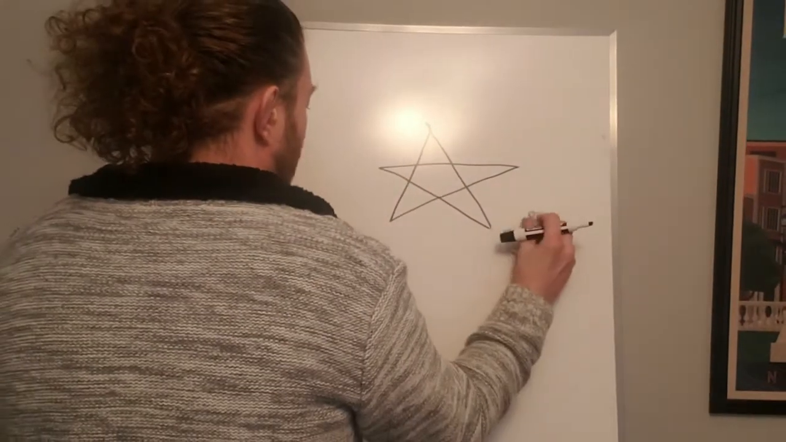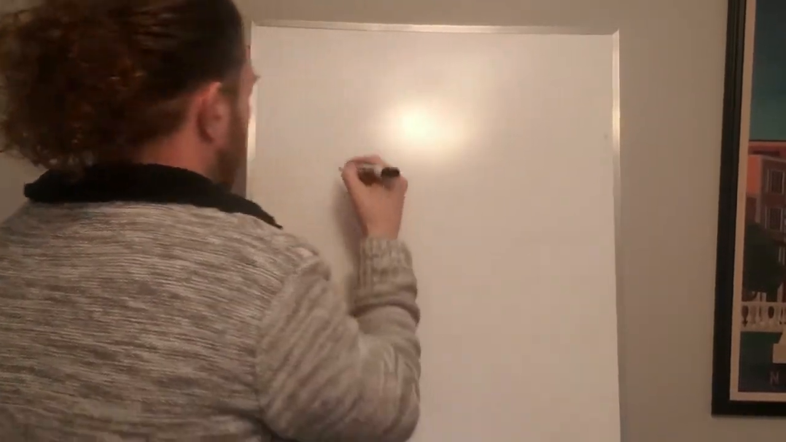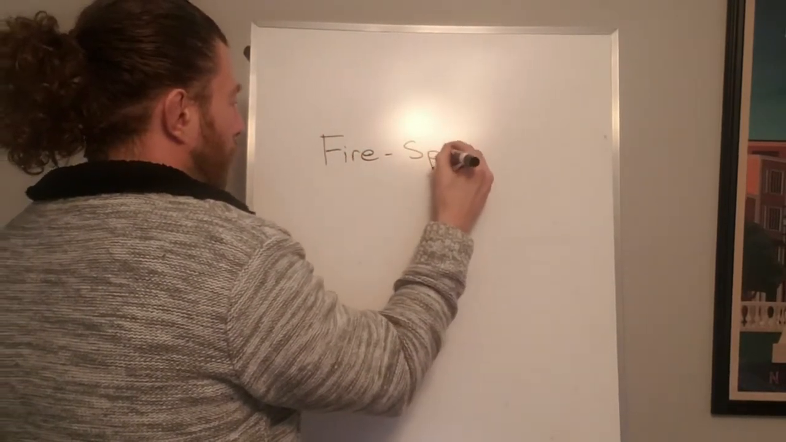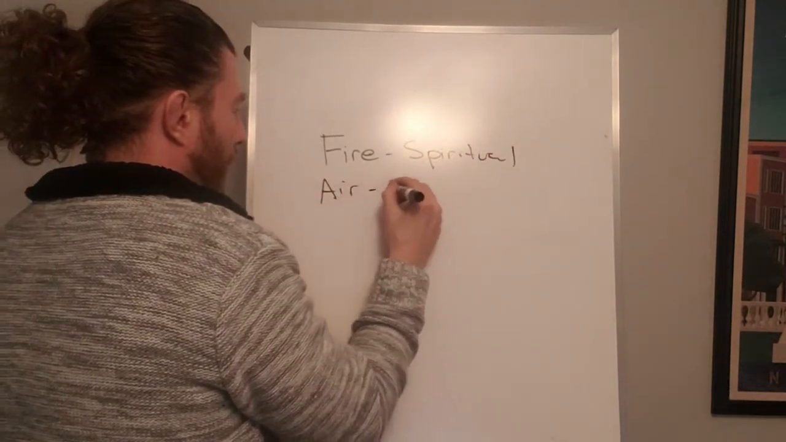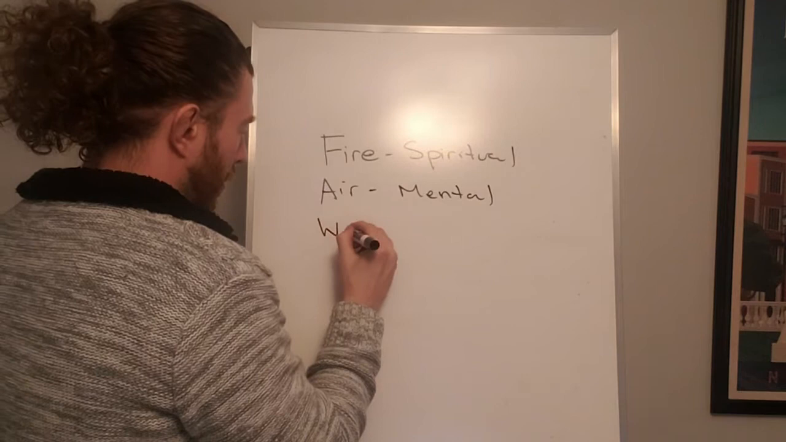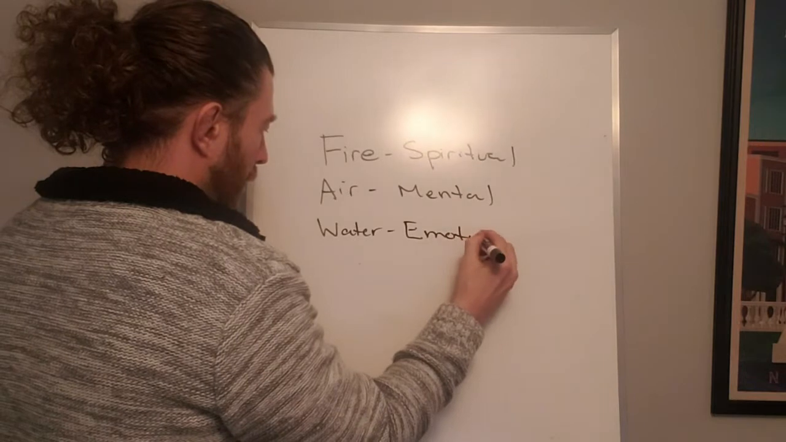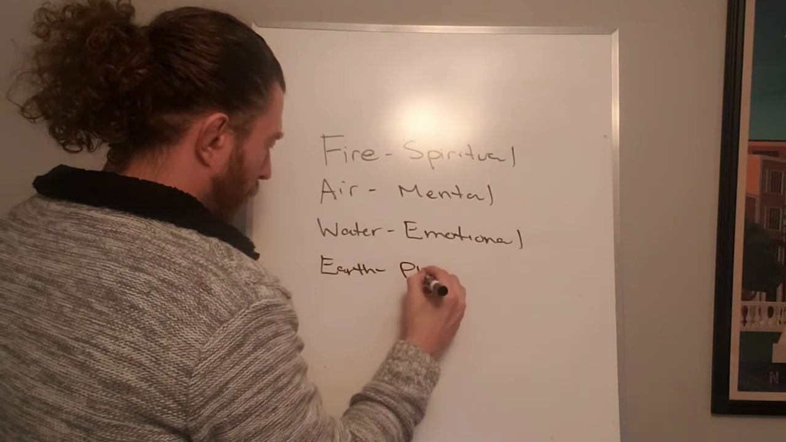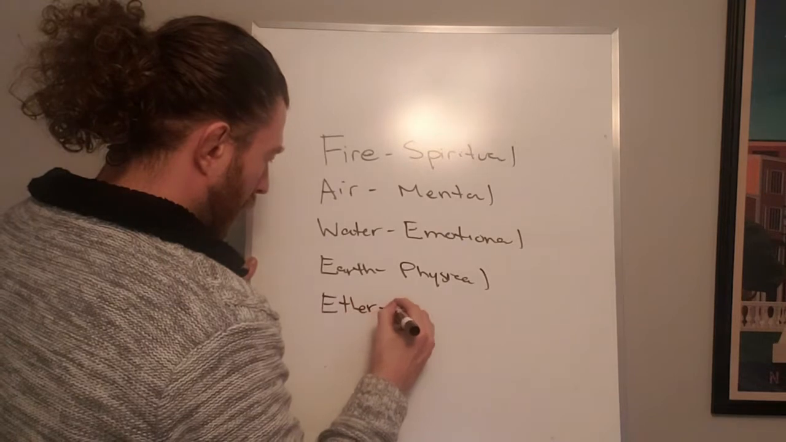So we're going to be healing or installing the software right now, or beginning the installation process to heal each of the bodies. So the fire body, aka the spiritual body, the air body, aka the mental body, and this is the order that we're going to be doing them in. The water body or the emotional body, the earth body or the physical body, and then the ethereal body or the consciousness.